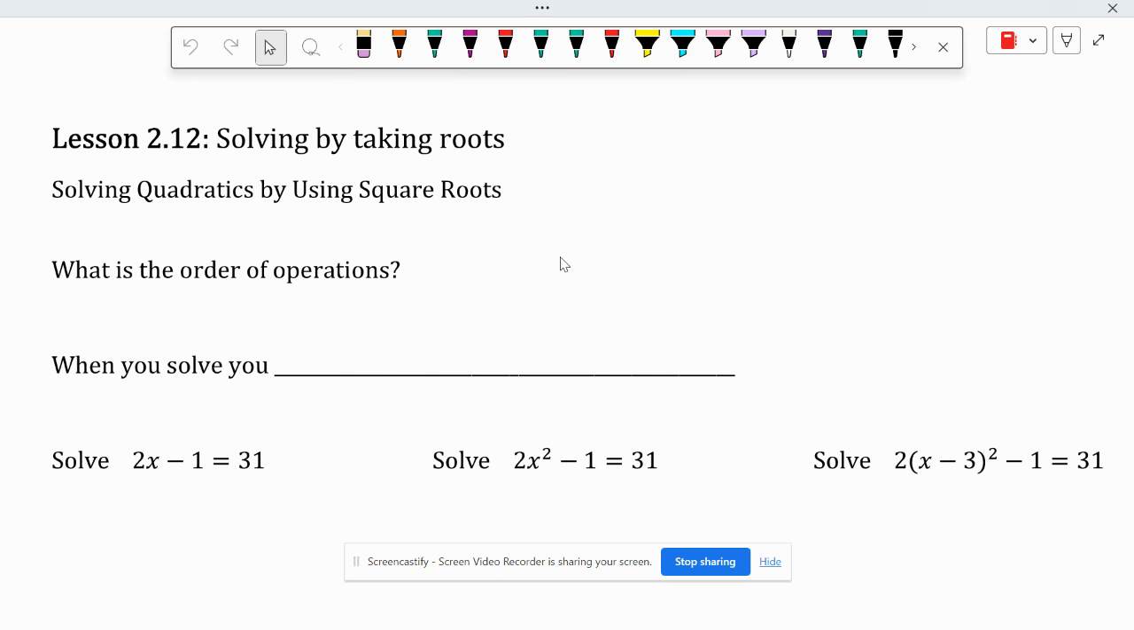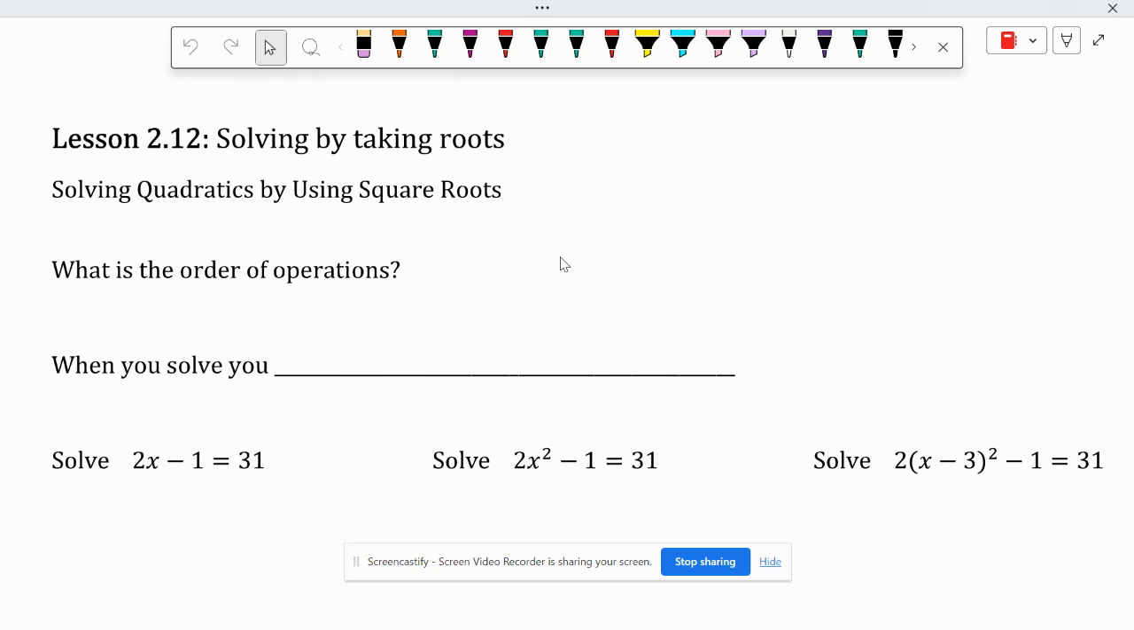Okay. All right. So today we're going to solve equations by taking square roots. So shut it. Aiden, do you need to come stand by me? Then shut up.